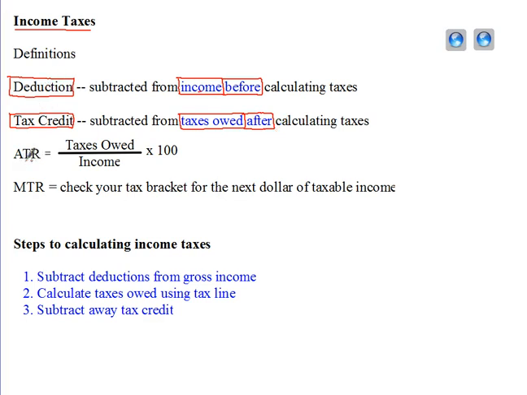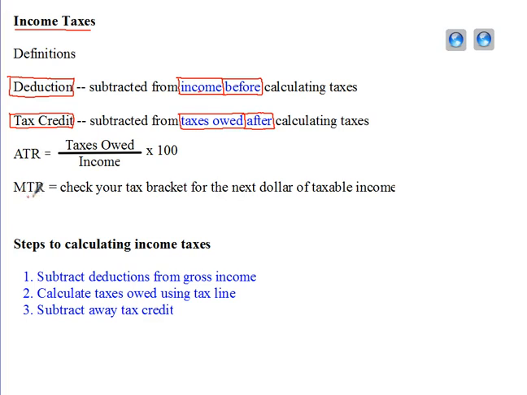Then we have your average tax rate. Your average tax rate is your taxes owed divided by your income, multiplied by 100. Again, we'll do an example of this, but that's the formula that we would use to calculate your average tax rate.